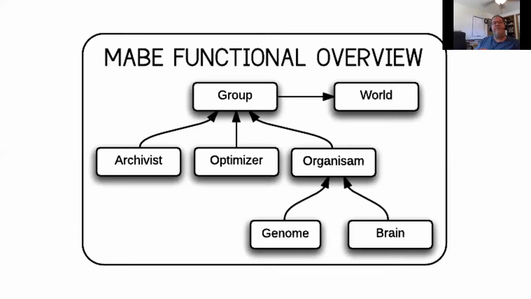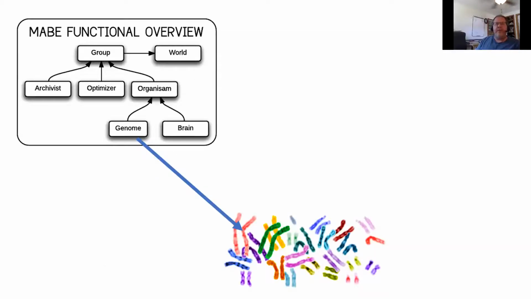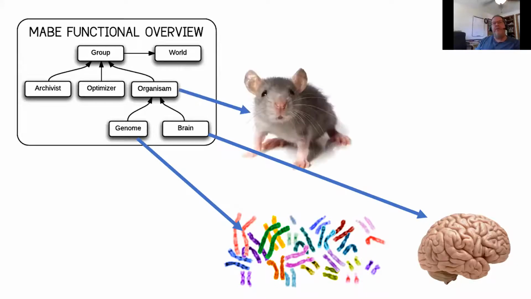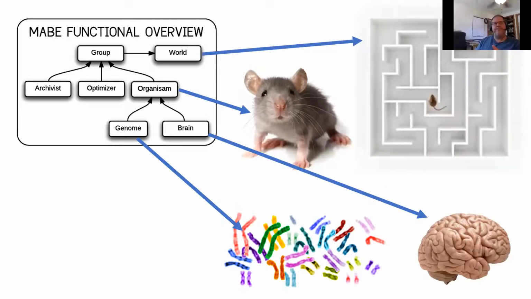So we can look at this from a very high level. Here's a MABE functional overview. We've got genomes. They're pretty much what you think. It's heritable, mutable data. You've got a brain. It's pretty much what you think. In our case, it's an input-output device. It takes inputs, it does a process, I don't know what, and then it generates outputs. We have an organism. Oh, he's cute. We have a world, which is going to evaluate the organism.